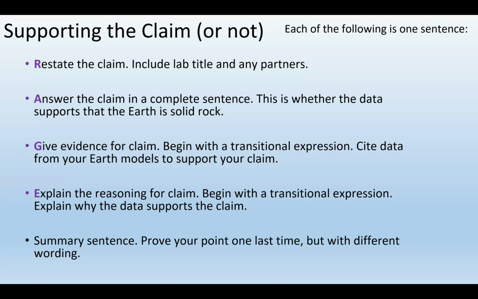And then you're going to explain the reasoning. Why does that data support your claim? What is it that data shows is true that makes you know whether or not the Earth is solid rock? And then your last sentence is going to be a summary sentence. Prove your point one last time, but just summarize it, and do not add any new information. So your summary should not have new bits of information. So you should have at least a very minimum of 5 sentences, probably a few more.